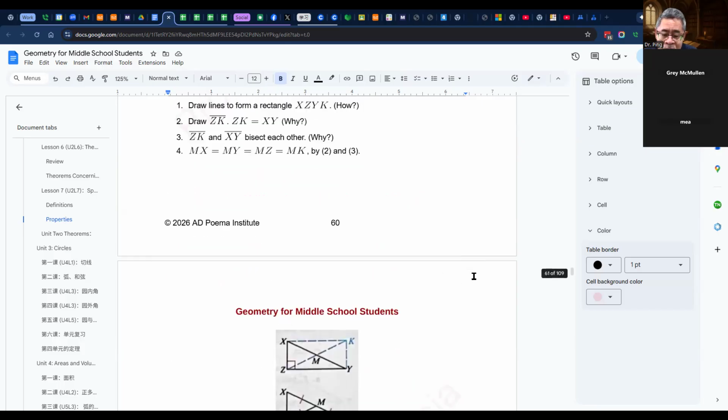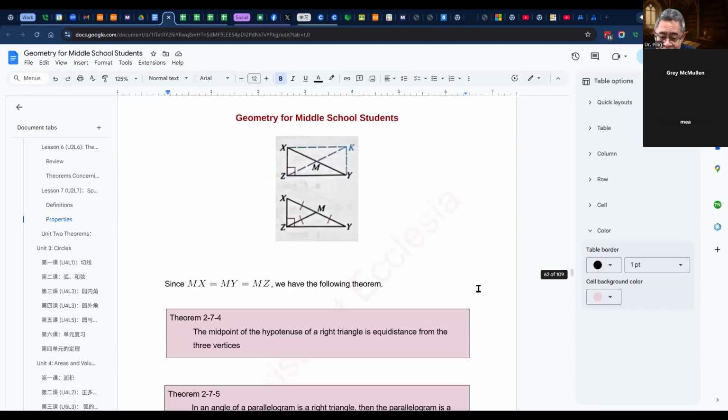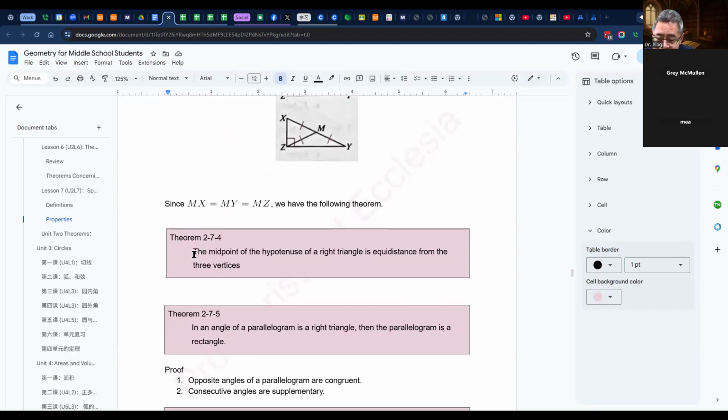Okay, now we're going to do something interesting. We have a theorem here. The theorem says the middle point of the hypotenuse of a right triangle is equidistant from the three vertices.